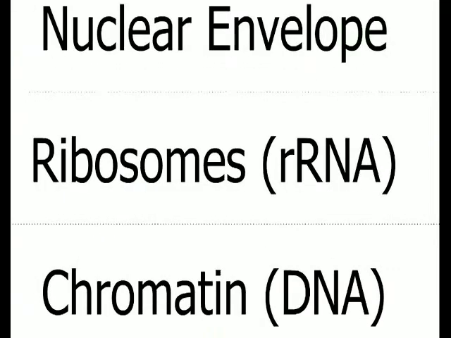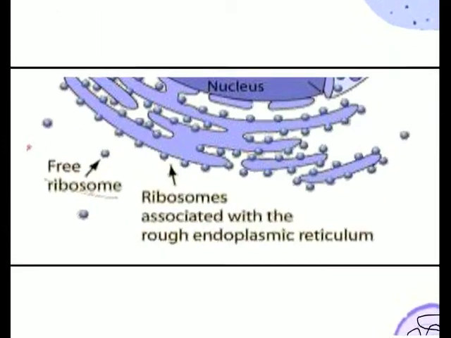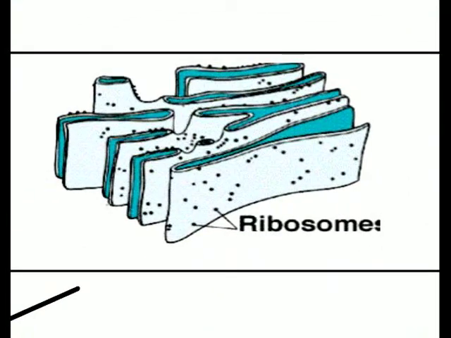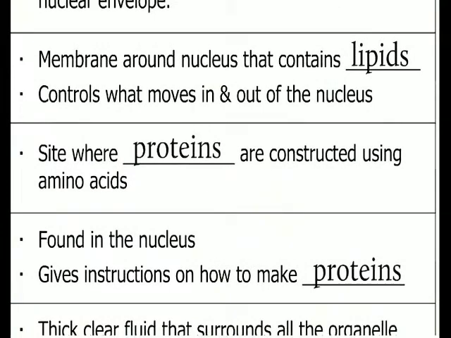Then we've got the ribosomes. Ribosomes are found on the rough endoplasmic reticulum, which is always located near the nucleus. Ribosomes are little tiny bumps, and they make that rough endoplasmic reticulum look rough. This is the site where proteins are constructed, and we know that proteins are made of amino acids, so this is where those amino acids get put together.